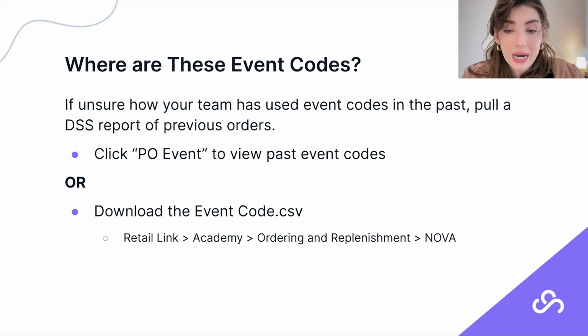You can also download the event code CSV, and that has all of the Walmart event codes that are in their system. You can do that by going to Retail Link, going to the Academy, going to Order and Replenishment, and then clicking on Nova, and you'll find that CSV in that documentation.